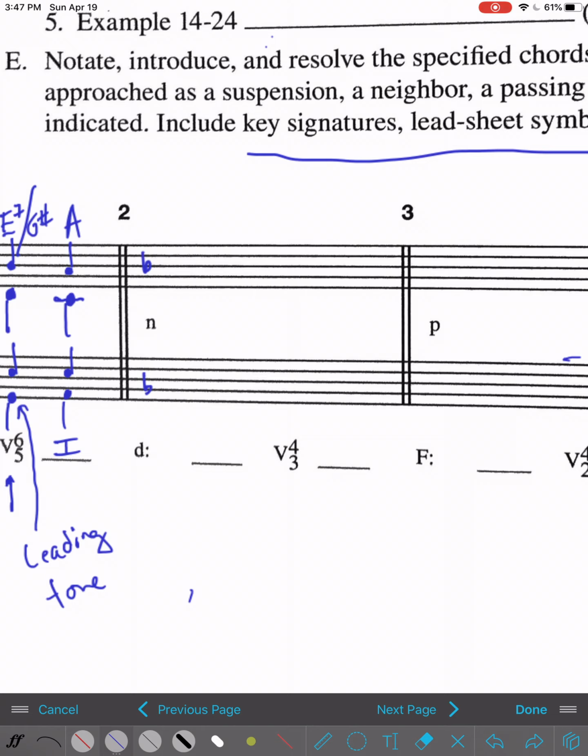Well, if we're in the key of D minor, that's going to be a chord based on an A, isn't it? And so a fifth above A is an E. Now it needs to be an A major minor 7 chord, so we'll go ahead and write that, because we've got to write our lead sheet symbols too, according to the instructions.